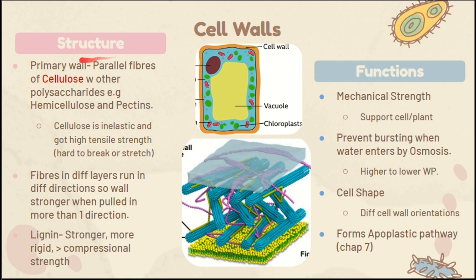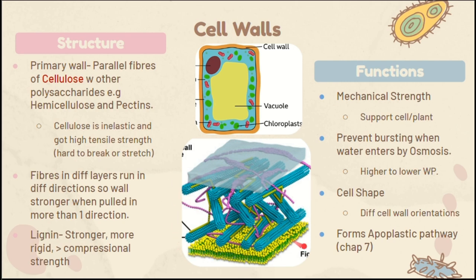Cell walls. The primary wall is basically a layer containing parallel fibers of cellulose and other side-character polysaccharides like hemicellulose and pectins. See? One layer of parallel cellulose fibers, and the smaller pink and green ones are the other polysaccharides. Cellulose is the main character here because it's inelastic and has a high tensile strength, meaning it's difficult to break or stretch when you pull it on each end.